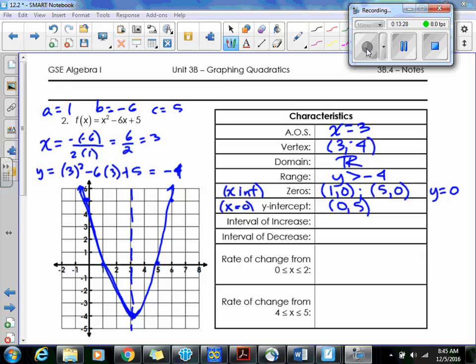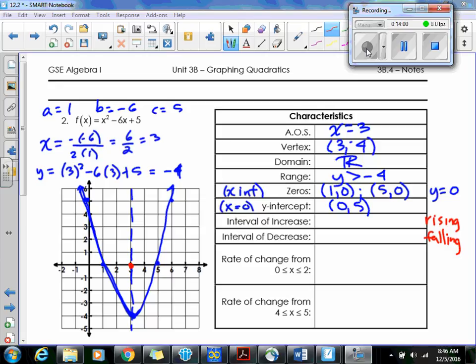Okay, so now let's do this other stuff. So interval of increase. What are the words that I told you to think of for increase and decrease? Increase is the same as saying what? Rising. So that's rising, and decrease is falling. What divides the parabola into a rising and a falling side? The AOS.